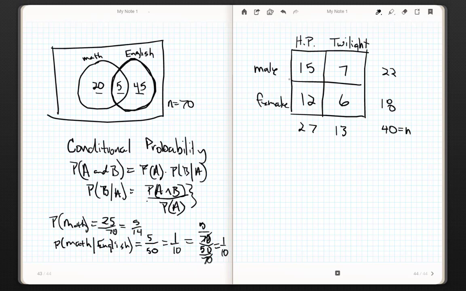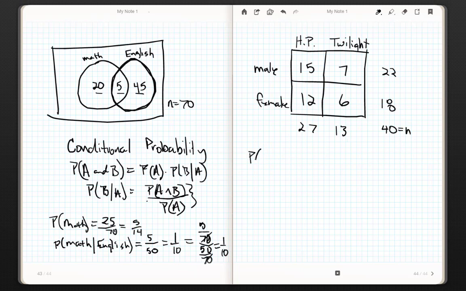Now let me explain this just a little bit. Let's say that you go out and ask a bunch of people what was their favorite movie last summer. Was it Harry Potter or Twilight? I think Twilight came out last summer, but who cares, right? All right, now let's play with a few probabilities. I know that my sample size is n.